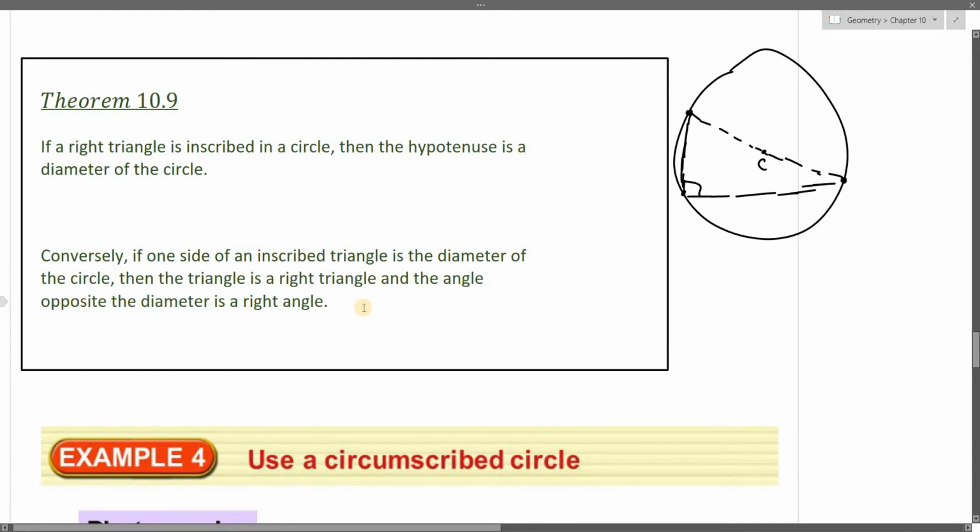So what they're saying this time is, if one side of it is the diameter, if you have a triangle, and this piece right here is the diameter, then this is the hypotenuse, the side opposite it, and that angle opposite it is 90 degrees. That's all they're saying. So if you have a right triangle at all, then the hypotenuse is a diameter. If one of the sides is a diameter, then it's a right triangle. Give you a moment to write this down.